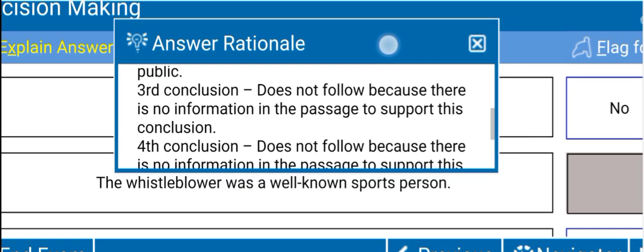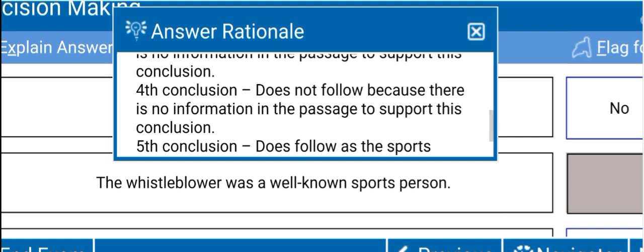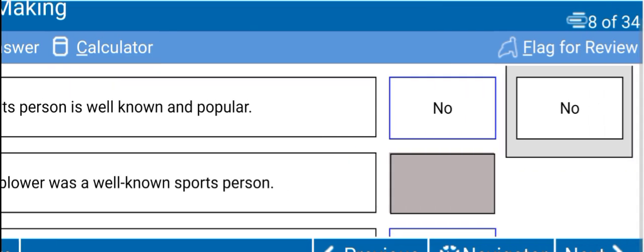Fourth conclusion that says the whistleblower was a well-known sports person. It does not follow because there is no information in the passage to support this conclusion. So again it does not follow, so we will again drag a no and drop it here.